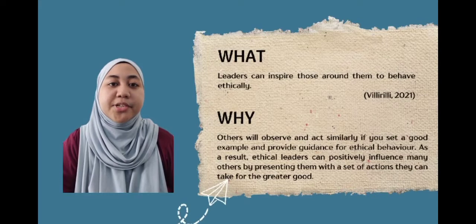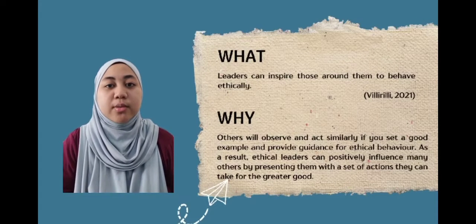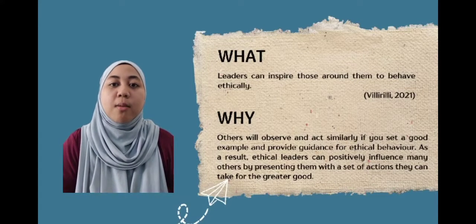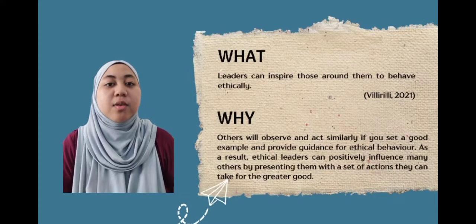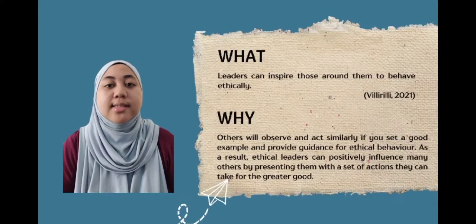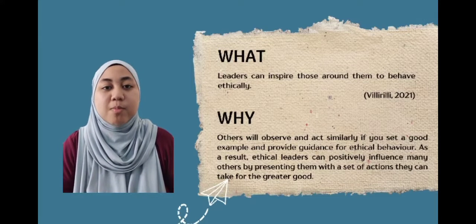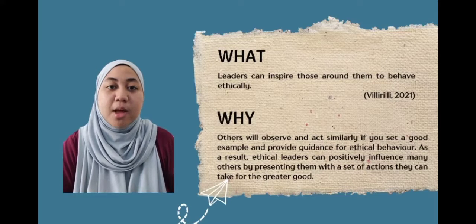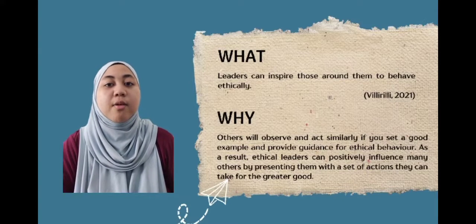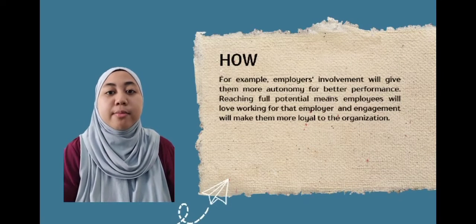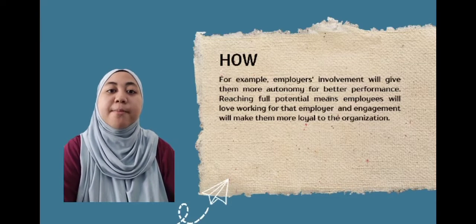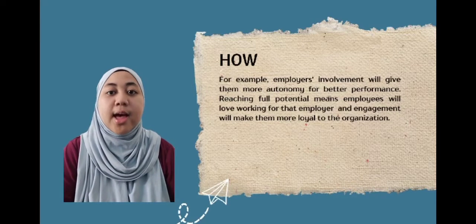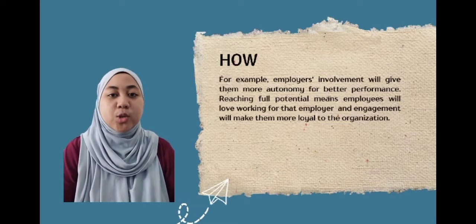The first justification is that leaders can inspire those around them to behave ethically. Others will observe and act similarly if you set a good example and provide guidance for ethical behavior. As a result, ethical leaders can positively influence many others by presenting them with a set of actions they can take for the greater good. For example, employees' involvement will give them more autonomy for better performance. Reaching full potential means employees will love working for that employer, and engagement will make them more loyal to the organization.